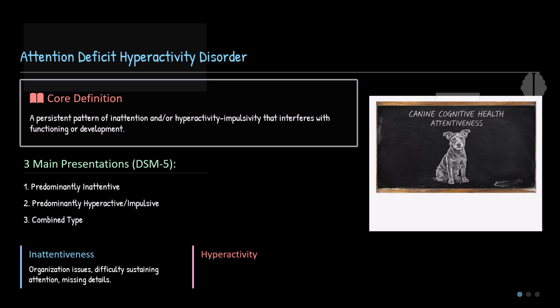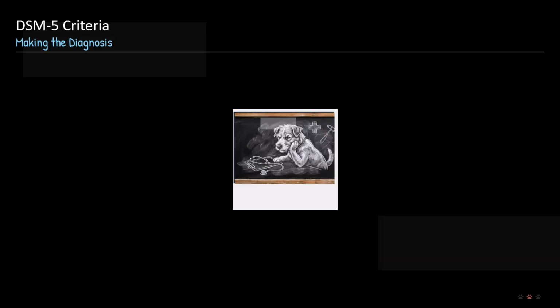For inattentiveness, there's going to be organization issues, difficulty sustaining attention, and missing details. And for hyperactivity, you're going to have excessive motor activity, the child can't stay seated, and there tends to be waiting difficulties.